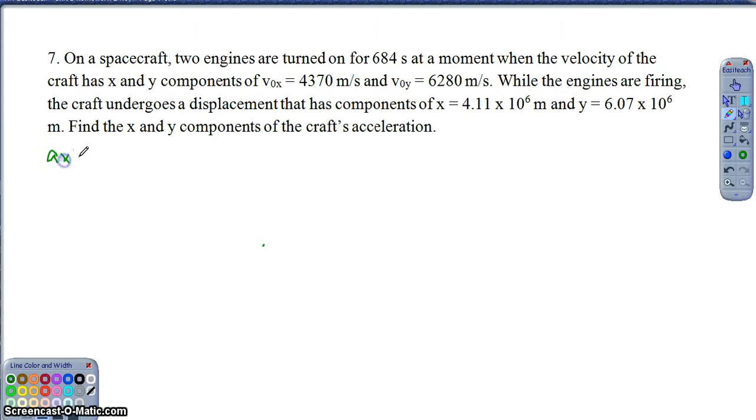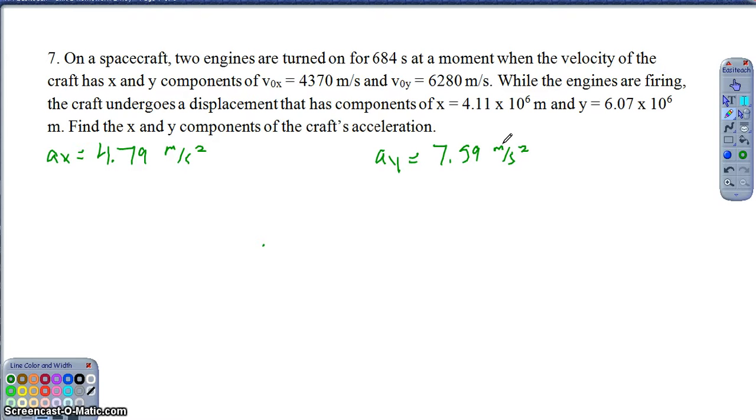Okay, so I'll go ahead and write down the answer for this one in case you guys want to check. So the horizontal acceleration should have been about 4.79 meters per second squared, and the vertical component of the acceleration should have been about 7.59 meters per second squared. Okay, so if you got that part right, feel free to jump ahead a couple minutes.